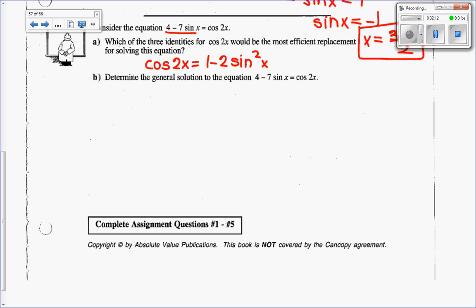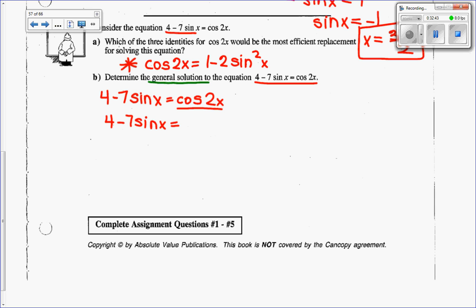Okay, so it wants us to determine the general solution. That means for any value of x. Let's write that equation down: 4 minus 7 sine x equals cos 2x. Now we're going to use the identity we've just identified in part A to replace this part. So 4 minus 7 sine x equals 1 minus 2 sine squared x.